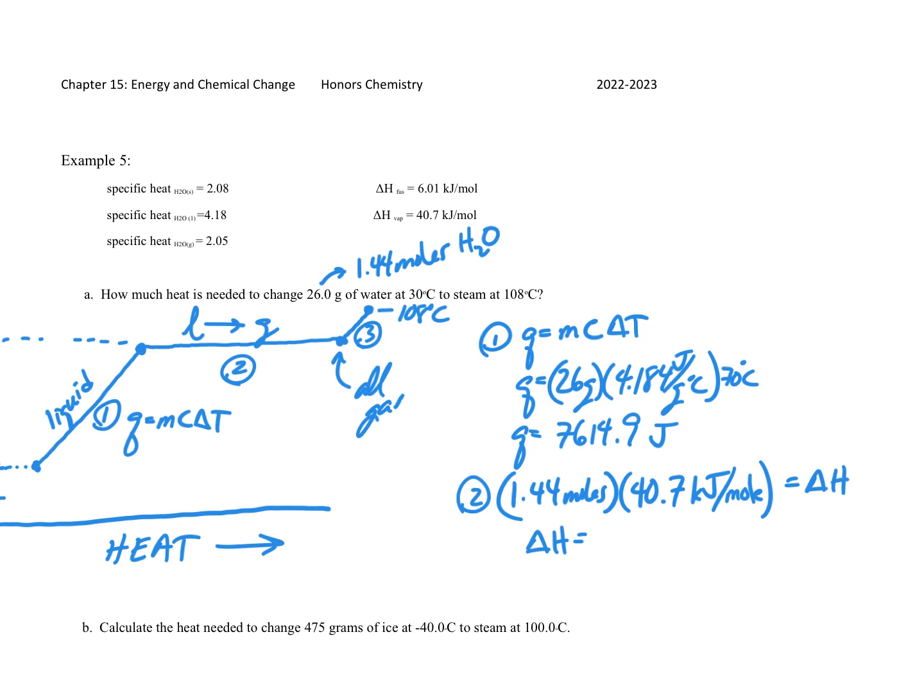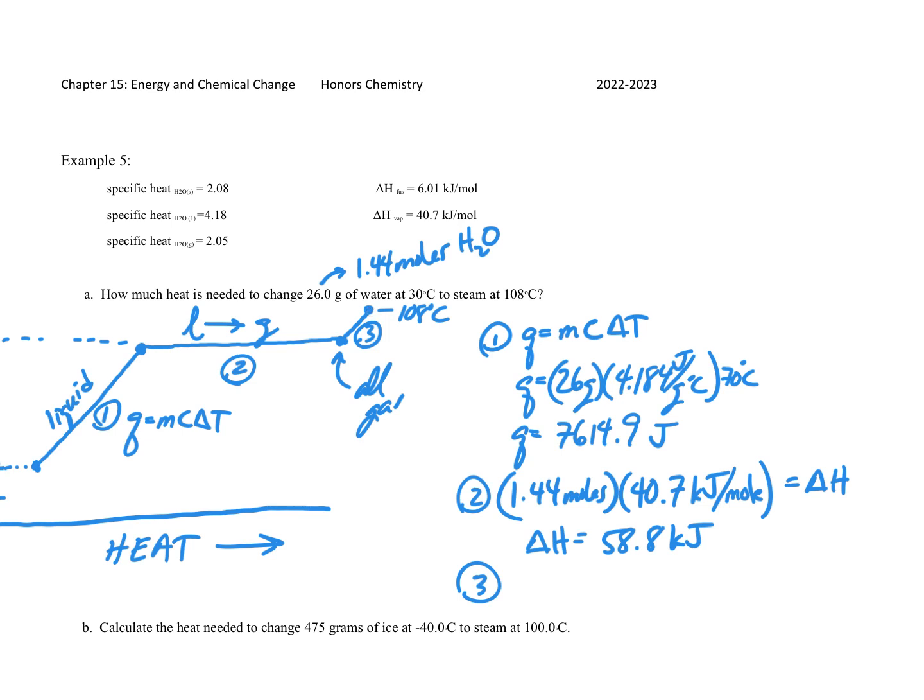So 1.44 times 40.7. All right, that is 58.8 kilojoules. All right, great. Part 3. Okay, in part 3, guys, we've got a change in temperature again. All right. Now, this is a change in temperature of steam. We're going from 100 Celsius to 108 Celsius.